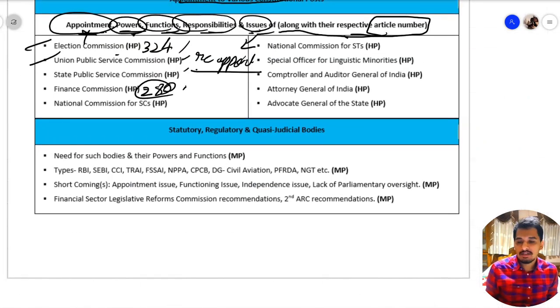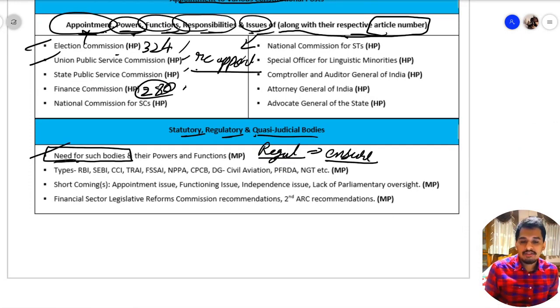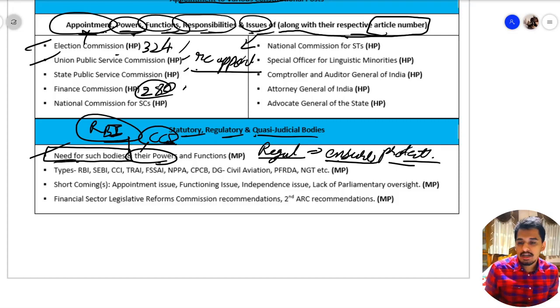Then we have, at last, statutory, regulatory and quasi-judicial bodies. In this you should know the need for such bodies. Why do we need regulators in the first place? So we need regulators to ensure a level playing field, to protect the interest of customers and various other reasons. Then what are their powers? Like for RBI, the power is that it can fine the banks if they are not following its orders. The Competition Commission of India can also fine various industries if it finds that the industries have formed a cartel.